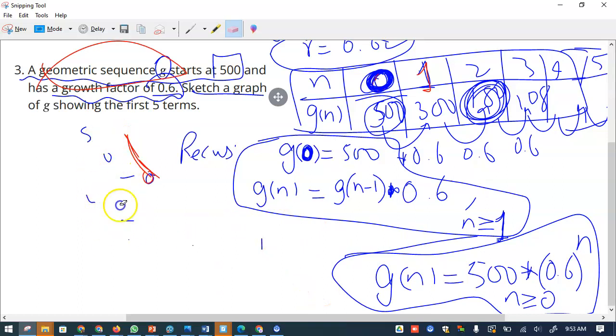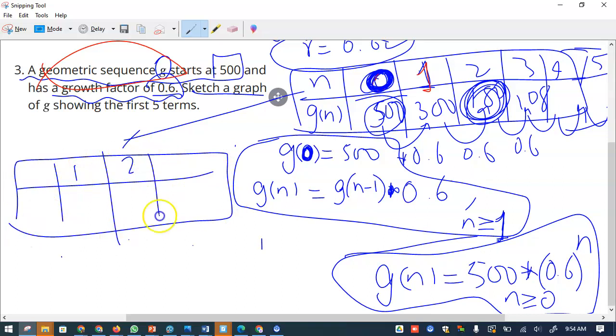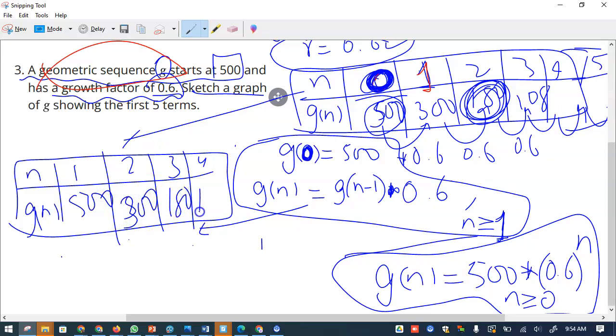But just a quick observation is, we could write this table with 1 also. So I started with the step number of this table at 0, but I could have started with 1, 2, 3, and so on. So if that's the case, then this changes. So if this is 500 and 300 and 180, 108.